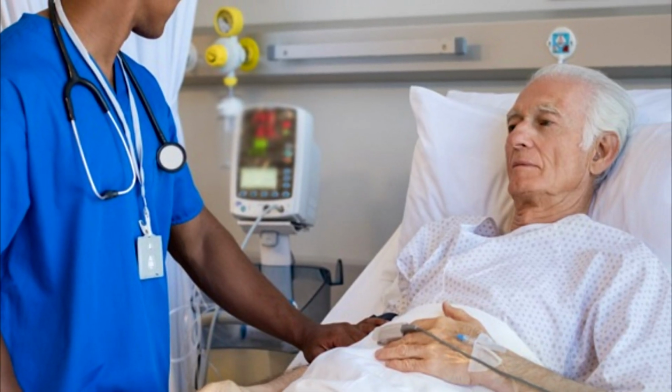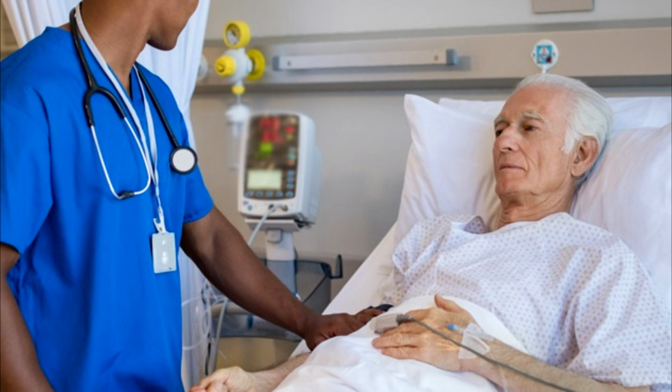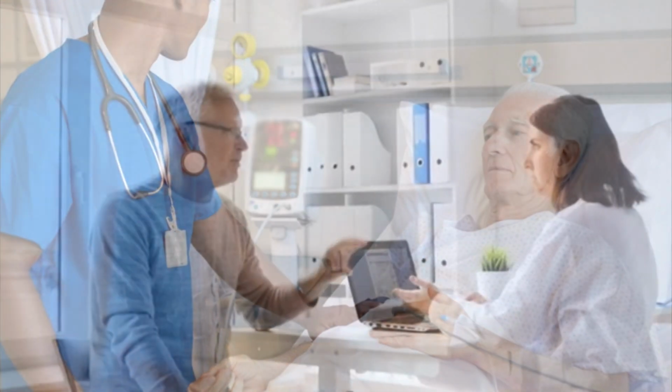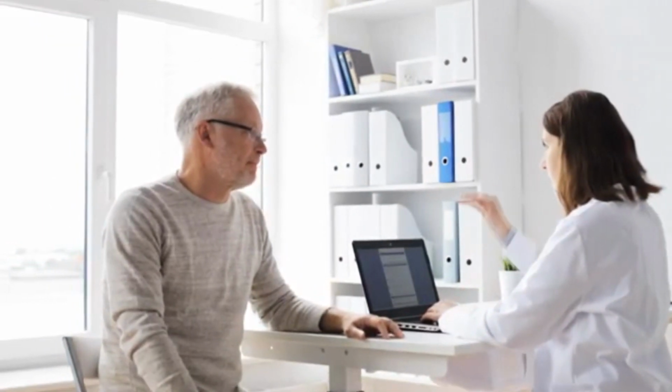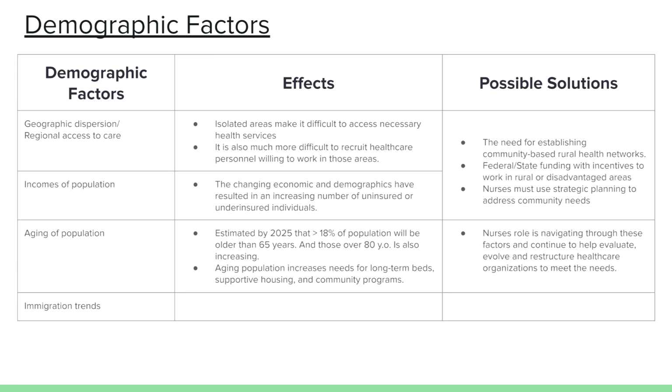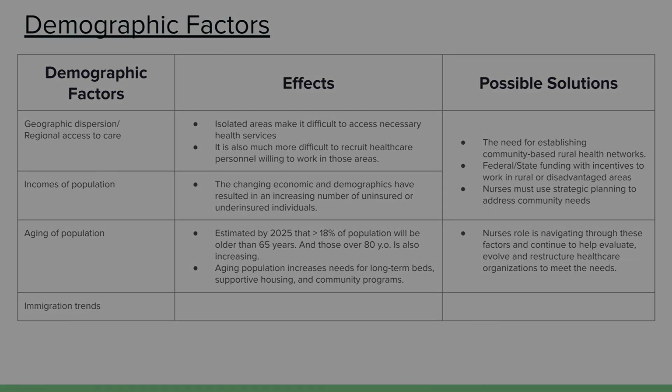Also, it is estimated that by 2025, more than 18% of the population will be older than 65 years of age, and the number of people over 80 years old is also increasing. How does this affect healthcare organizations? This aging population increases the need for more long-term beds, supportive housing, and community programs. Although they may not increase independency needs, it is important for nurses to continue to help evaluate, evolve, and restructure healthcare organizations to meet the other needs of the aging population.